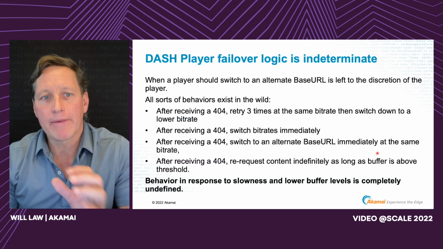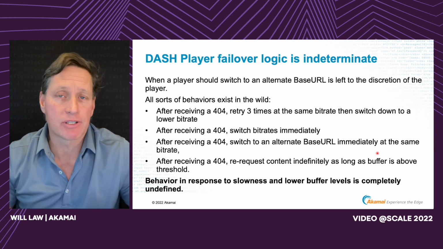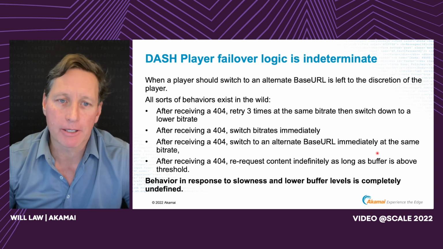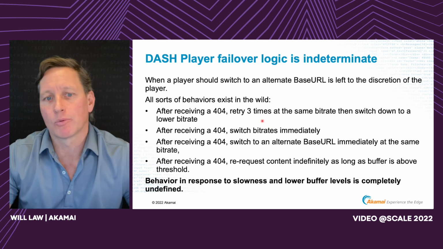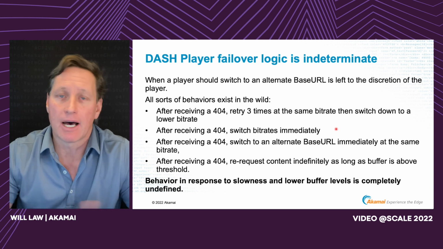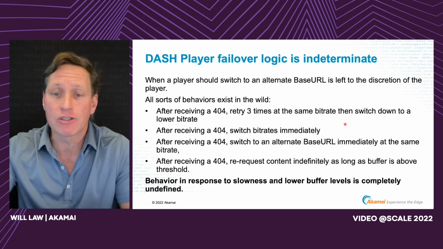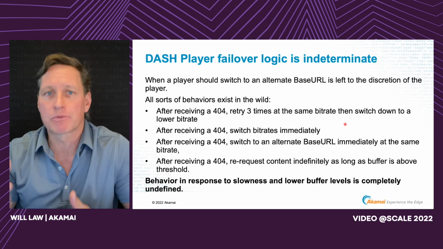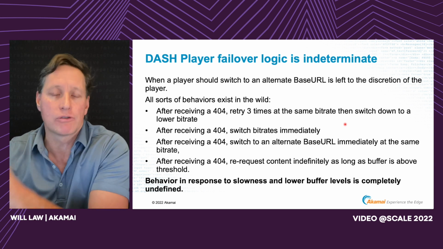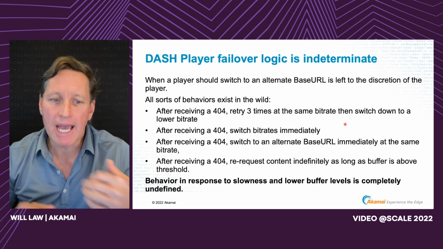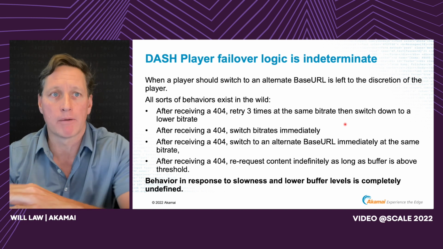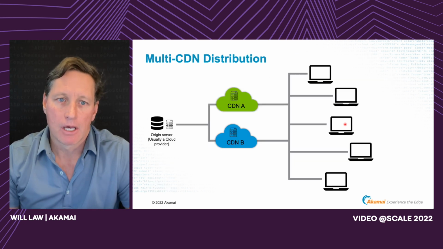But let's look at why this might be a problem on a large player population, say hundreds of thousands or millions of players. The trouble is that when a Dash player fails over, it's quite indeterminate. There's all sorts of behaviors in the wild. Some will retry 3 times after getting a 404 and then try the same bitrate, then switch down to a lower bitrate. Others switch bitrates immediately. Some will try the base URL immediately and never go back to it. Others will re-request content indefinitely. There's no defined behavior in the Dash spec for how the client should react to different delivery problems. So the behavior in response to slowness and lower buffer levels is completely undefined and not predictable amongst a large cohort of players.